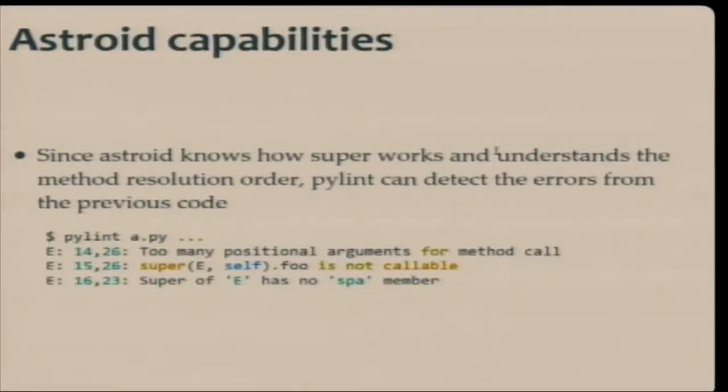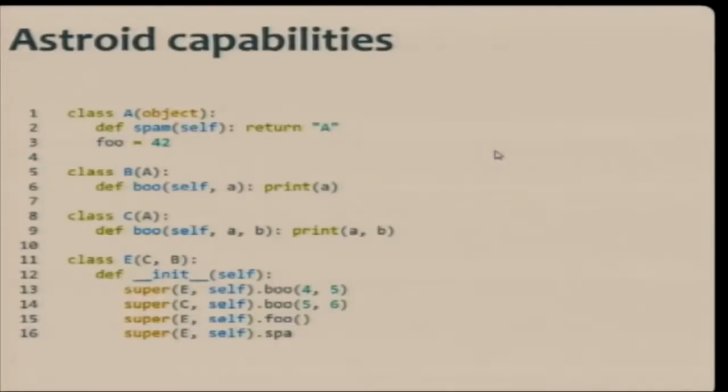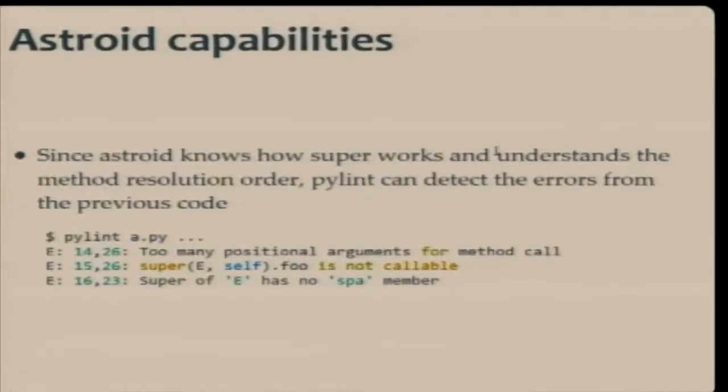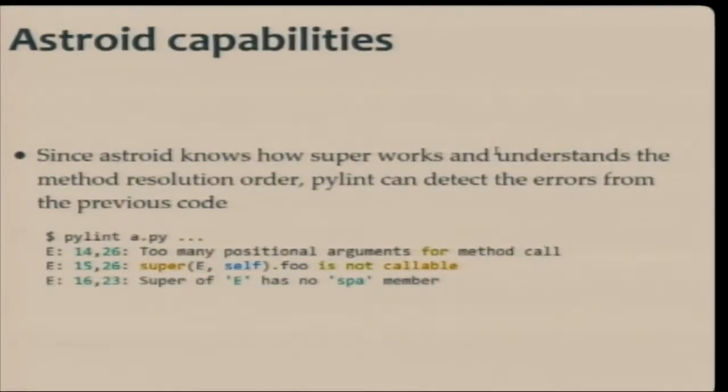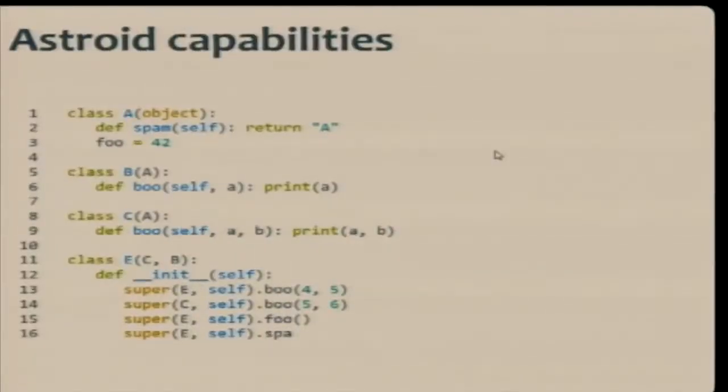Pylint detects this stuff because Asteroid knows Python really well. And as you can see, what Pylint says, there are too many positional arguments at line 14, which is actually true. Foo is not callable, of course, because foo is an integer. And super of E has no spam member, which is actually true because it's spam, not spam.